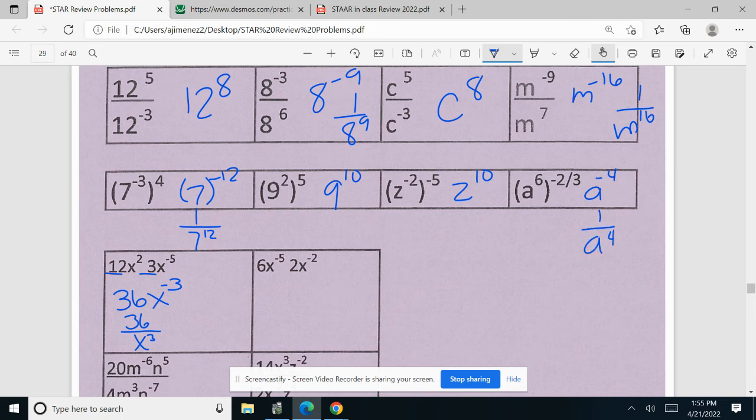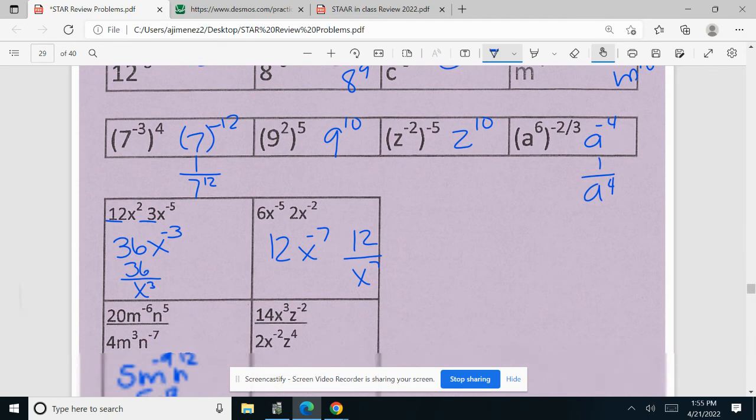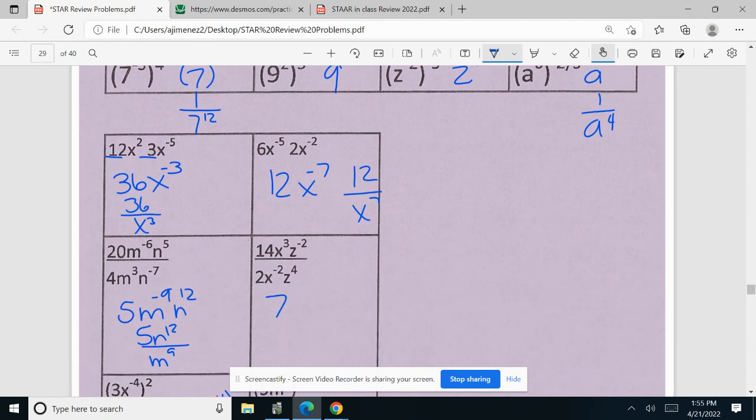Change it into a fraction because of the negative exponent. We've got to make this into a fraction because of the negative exponent.